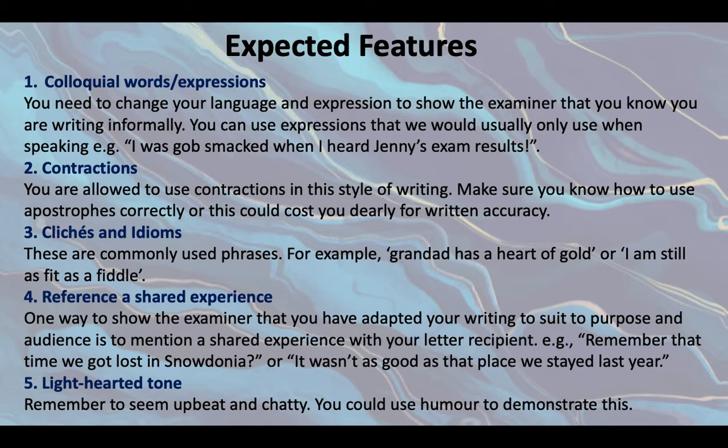The second one then, contractions. Now, if we don't know how to use an apostrophe to show a contraction, this can severely affect your written accuracy marks. So if you're sitting there thinking, "Oh, I'm not sure what that means," spend a little bit of time researching it and practicing, because if you're going to use contractions to show it's informal, we need to make sure that we know how to use an apostrophe to show a contraction. So for example, saying "don't" instead of "do not," "I wouldn't" instead of "I would not," things like that.